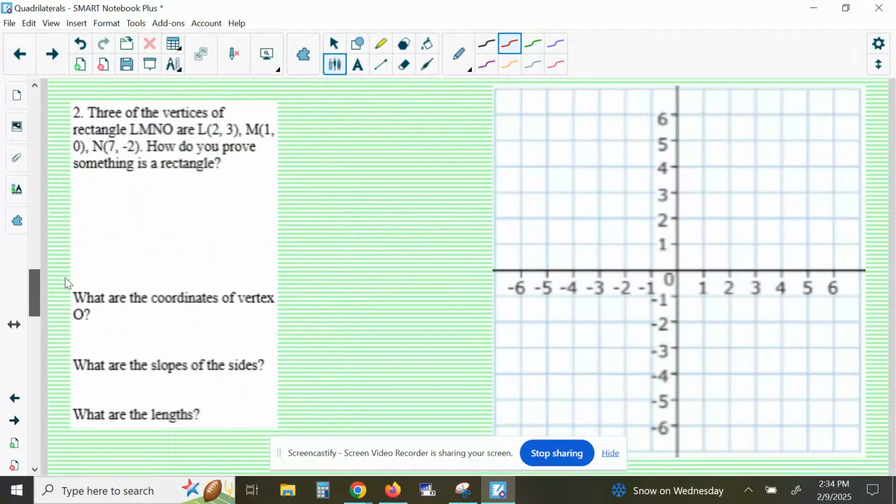Okay, so number 2, it says 3 of the vertices of rectangle LMNO. L is 2, 3, M is blah, blah, blah. How do you prove something is a rectangle? So let's talk about how we prove something is a rectangle. So let's go ahead and look at what we know about rectangles.